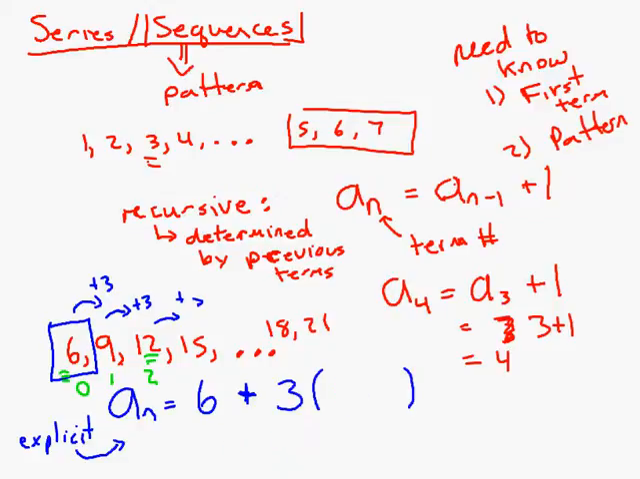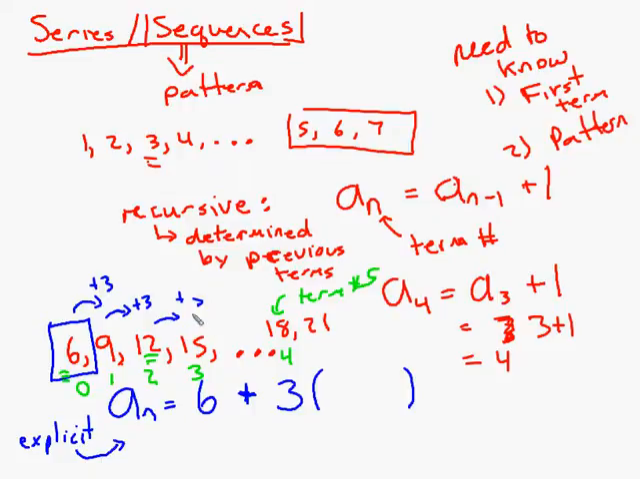Now, I need it to be like any term. What if I wanted this 18? Well, I've added 3 times, and then right here at 18 I've added 3 4 times. So what would I put here? 4. Now, what term number is this? This is term number what? 4. Careful. It's not term 4. This is term 1, term 2, term 3, term 4, term 5.